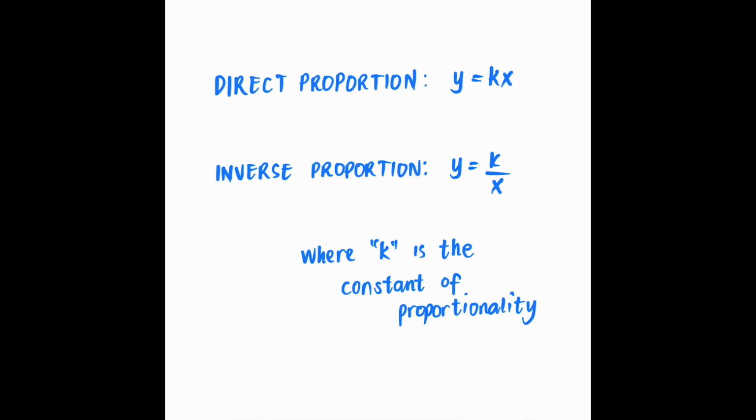For direct proportion, we learned that the standard equation is y equals kx. And for inverse proportion, the equation is y equals k divided by x, where k is the constant of proportionality. In addition, for direct proportion, when the x values increase, y values also increase. And when x values decrease, y values also decrease.